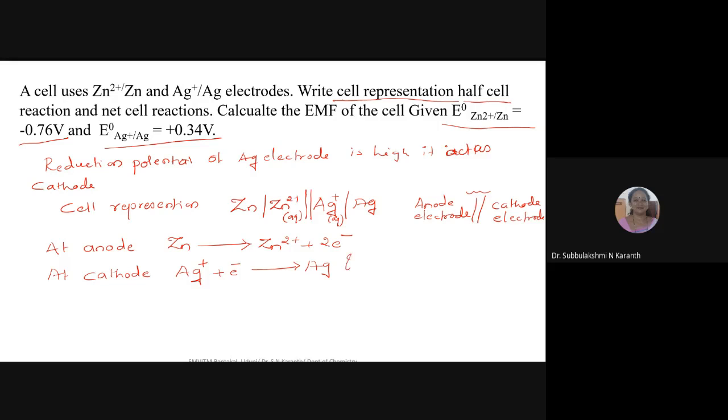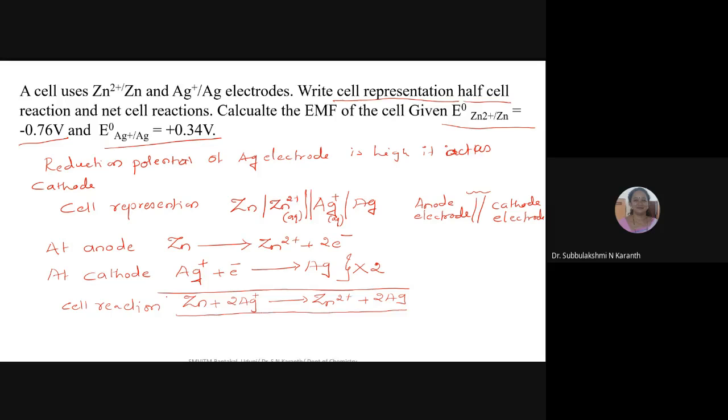But it is a spontaneous redox reaction, so the second equation should be multiplied by 2. The number of electrons liberated should be equal to the number of electrons consumed at the cathode. Now, the next step is to write the cell reaction. The sum of these is nothing but the cell reaction. Zn plus 2Ag+, since I multiply the second equation by 2, the 2 electrons get cancelled. Zn2+ plus 2Ag. This is the net cell reaction.